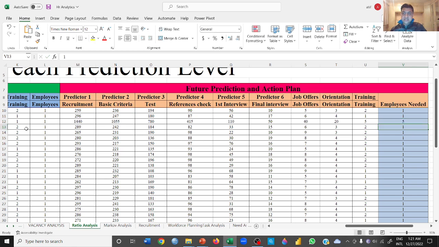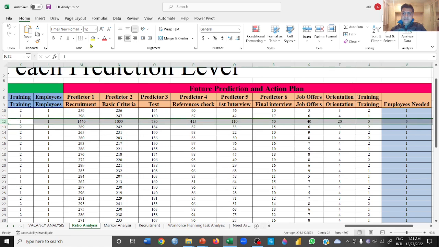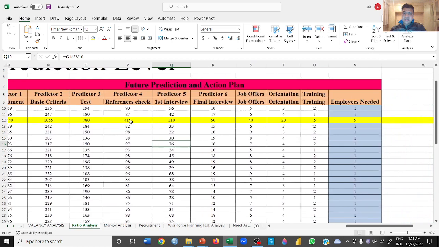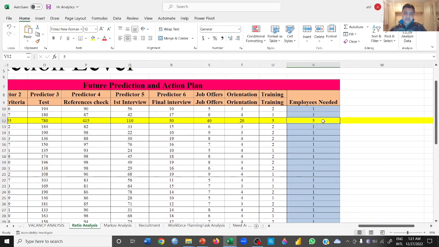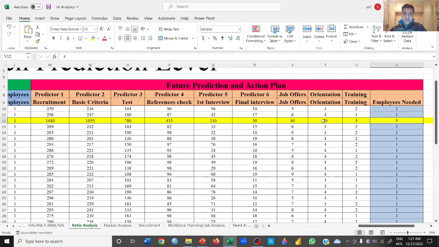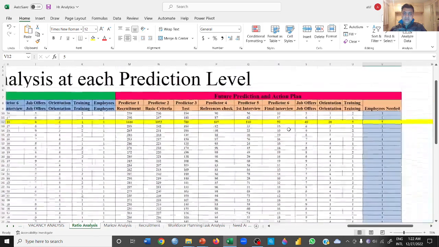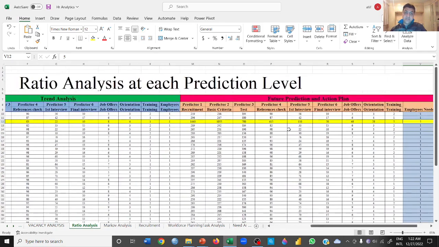So now we can clearly see, let me just highlight it, that in order to hire 5 customer service people, we need to at least recruit 1440 people, and then the next predictor level and the next predictor level, and eventually we will be able to hire 5 people. So this way you can decide how many people should be recruited, then transferred to the next level and the next level and the next level. This is a very useful thing if you want to predict the number of applicants you should receive for a certain job.